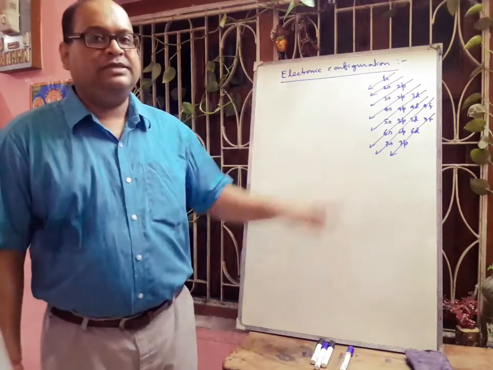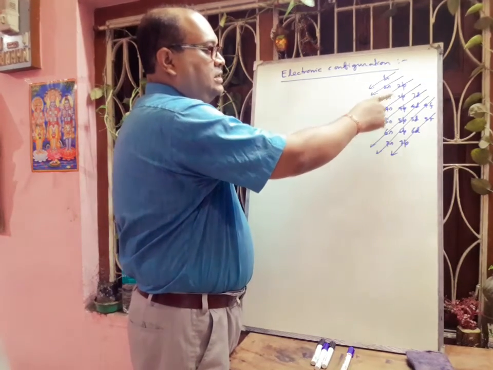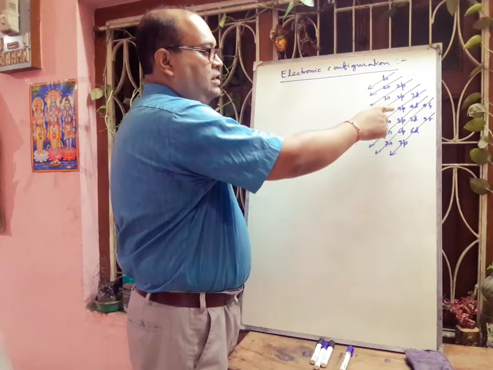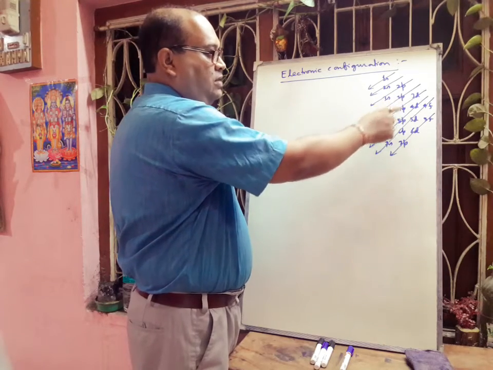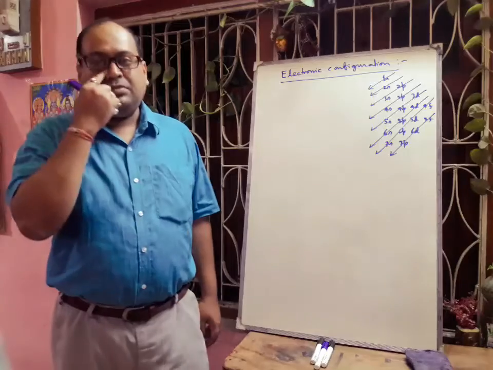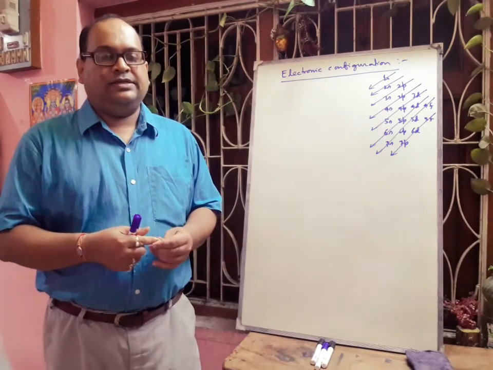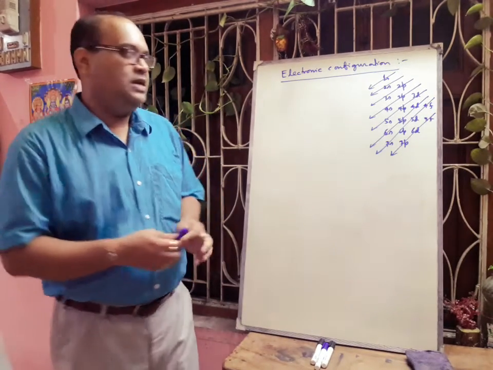So already I have discussed this diagram, that after 1s there will be 2s, then 2p, then 3s, then 3p, then 4s, then 3d, then 4p, 5s, then 4d, 5p, 6s. Now we will discuss the anomalous electronic configuration of some elements. First one is chromium.